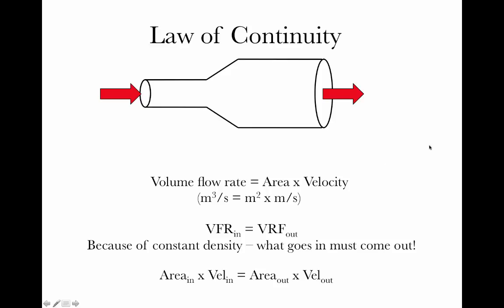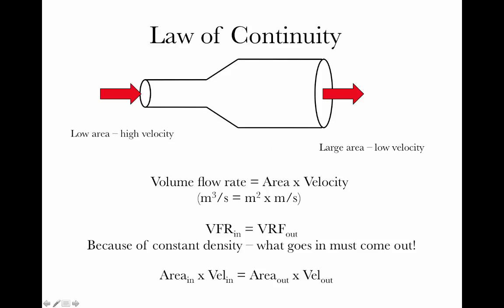So using this definition of the volume flow rate, what that gives us is that the area in times the velocity in equals the area out times the velocity out. So what this means is that this end where there's a low area, there's going to be a relatively high velocity. And this end here where there's a relatively large area, it's going to have to be a low velocity to keep this equation equal. So smaller cross-sectional area is going to be faster speed, larger cross-sectional area is going to be a slower speed.